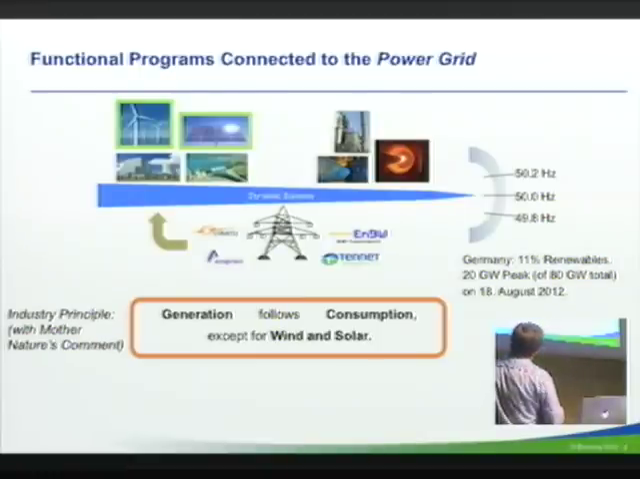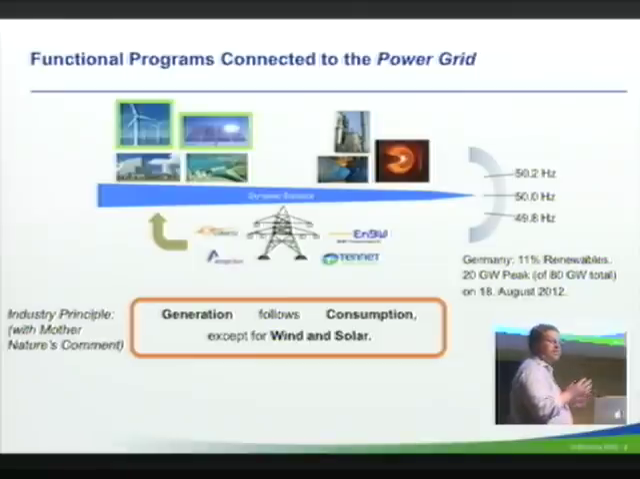To give you an impression how much that makes a difference, in Germany we have about 11% renewables right now, and on August the 18th we had a 20 gigawatt peak in production. And that's only the amount, it doesn't tell you anything about the fluctuations, and the fluctuations are on the order of gigawatts a day. So it goes up and down every day, and so this is a problem. And now how do we deal with it?